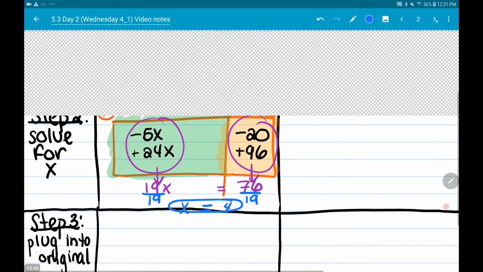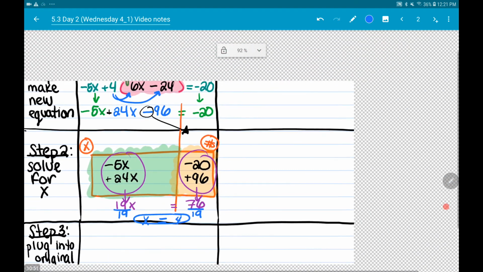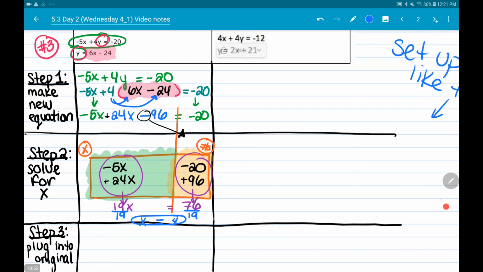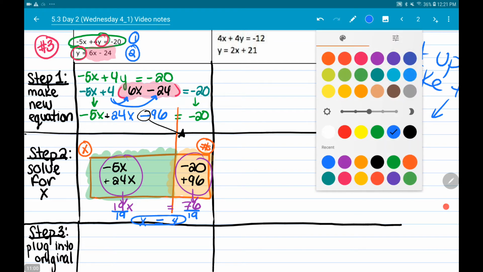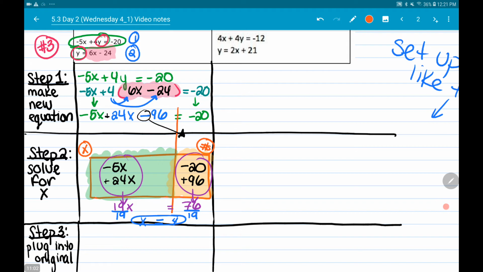All right, step 3 is to pick an original. Which original am I going to pick? Is it going to be equation 1 or equation 2? The correct answer should be equation 2 because that is the one that is isolated for y.